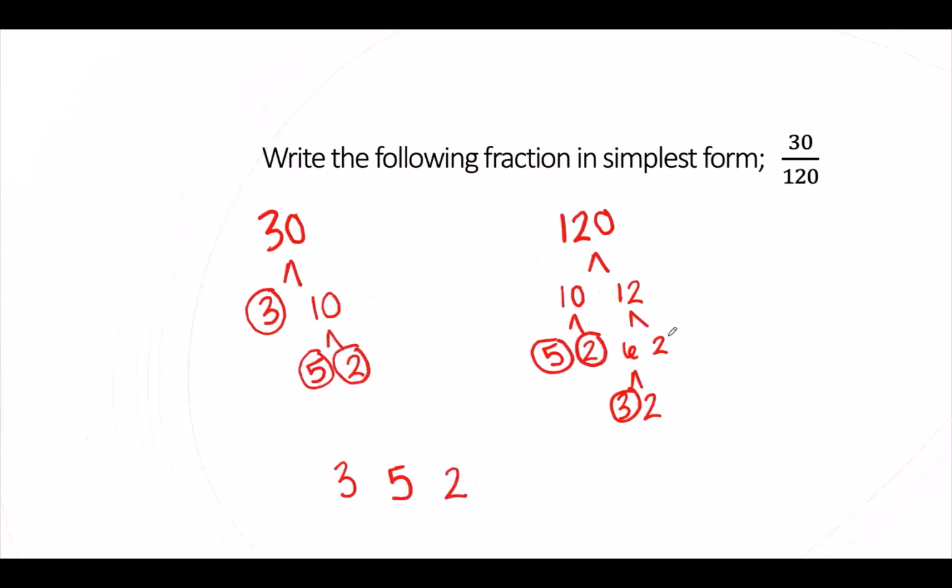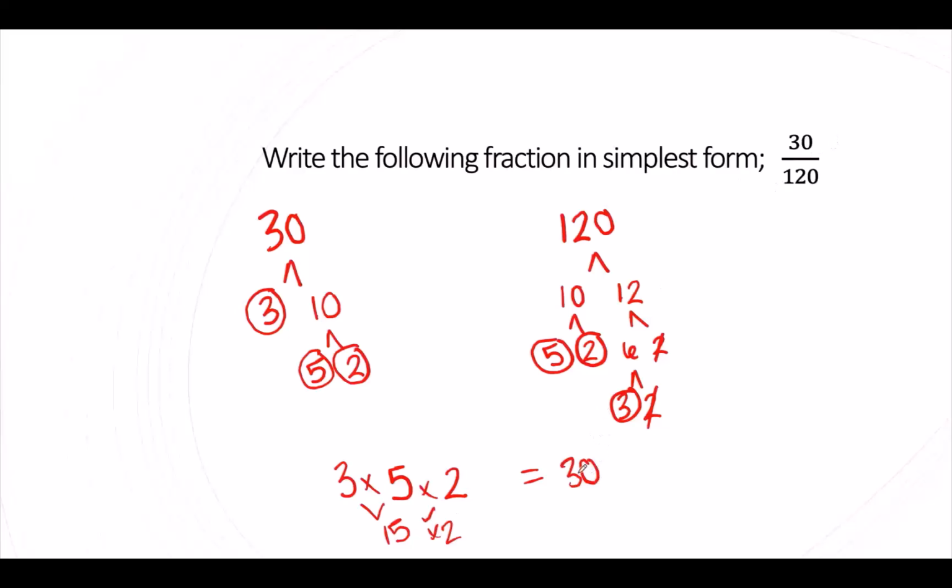Now, although there is another 2 and another 2 in 120's tree, there's nothing that they would share it with in 30's tree, so I'm not going to write those, and I'm just going to leave them out. So my next step is to multiply all these numbers that I've written below together. So 3 times 5, that's 15, and 15 times 2, that's 30. So my greatest common factor of 30 and 120 is 30.